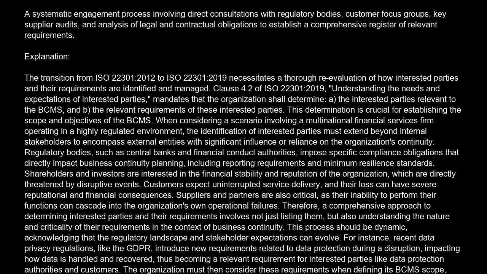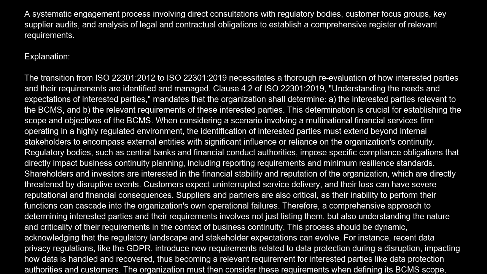Shareholders and investors are interested in the financial stability and reputation of the organization, which are directly threatened by disruptive events. Customers expect uninterrupted service delivery, and their loss can have severe reputational and financial consequences. Suppliers and partners are also critical, as their inability to perform their functions can cascade into the organization's own operational failures. Therefore, a comprehensive approach to determining interested parties and their requirements involves not just listing them, but also understanding the nature and criticality of their requirements in the context of business continuity.